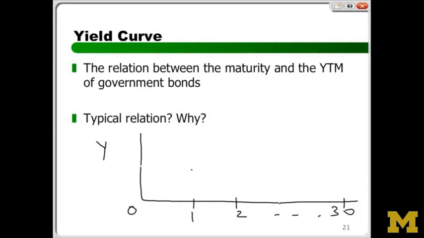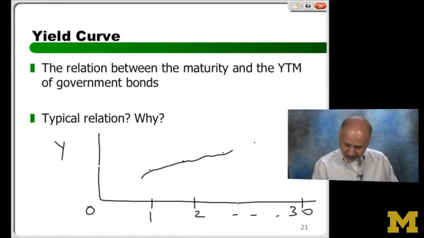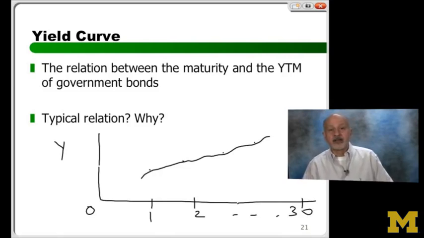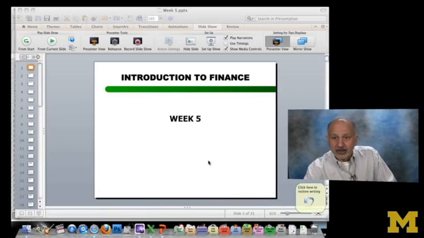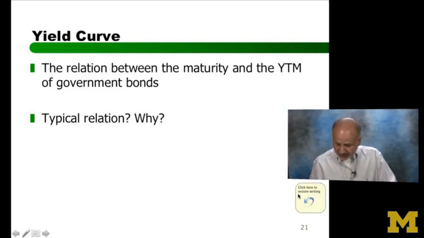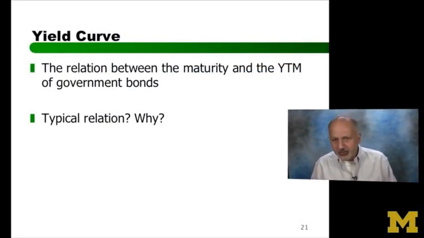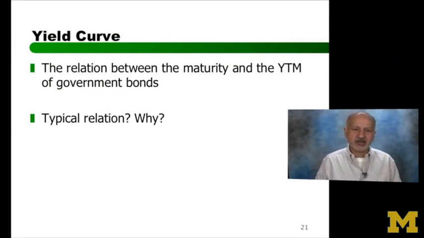So the typical relationship is something like this. It tends to go up. I want to make sure that you get it before we do coupon bonds. So the typical relationship is going up. Why is that? The reason is very straightforward. If you buy a 1-year bond versus a 2-year bond, or compare a 1-year bond with a 10-year bond, whose price is likely to be varying a lot?